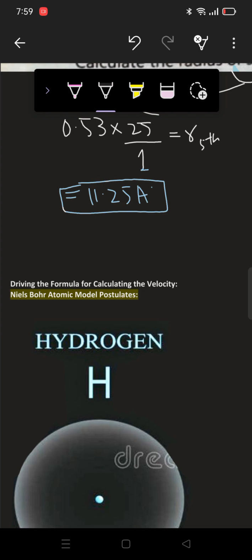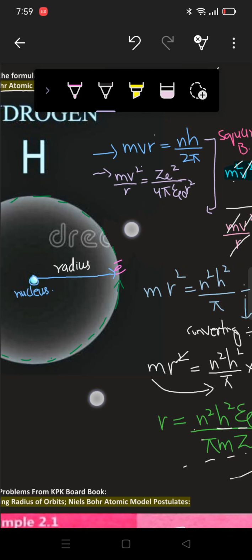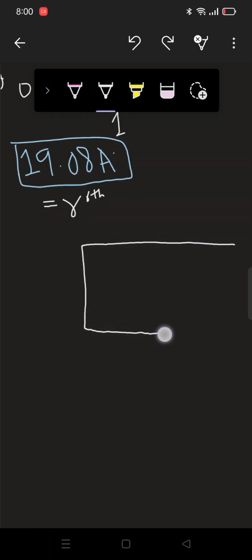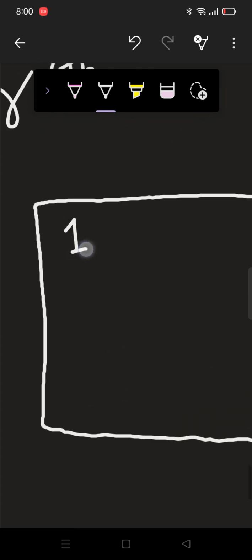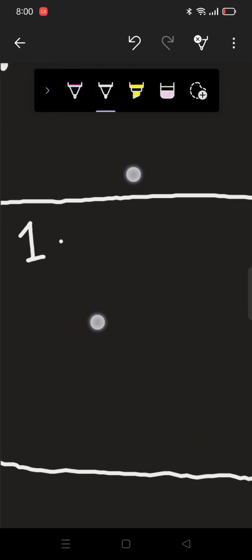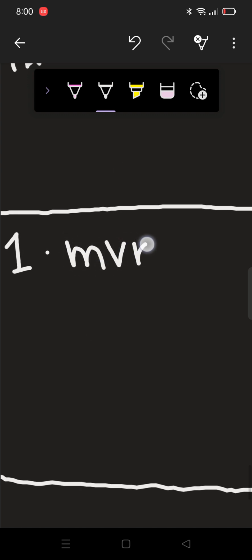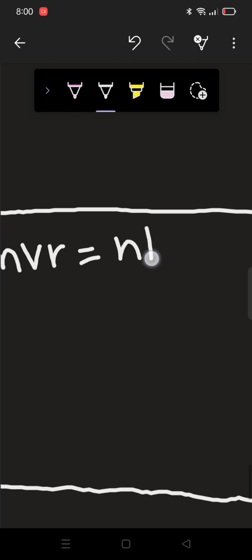h by 2 pi, and the second equation in which he said that electrostatic force provides the centripetal force: mv square upon r is equal to z e square upon 4 pi epsilon naught r square, right? So let me write both equations here first. Our first equation is angular momentum, which means mvr is equal to an integral multiple of h by 2 pi.